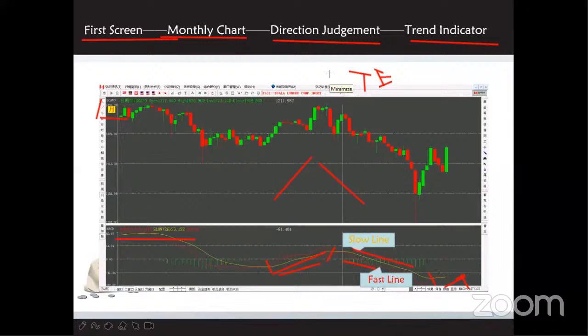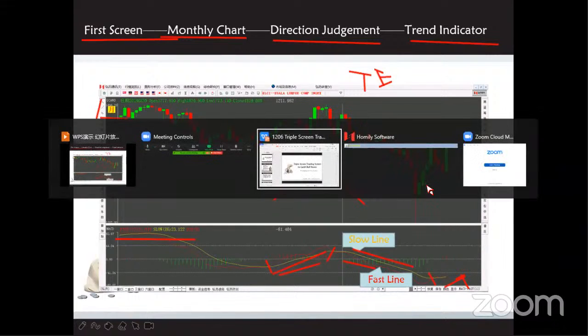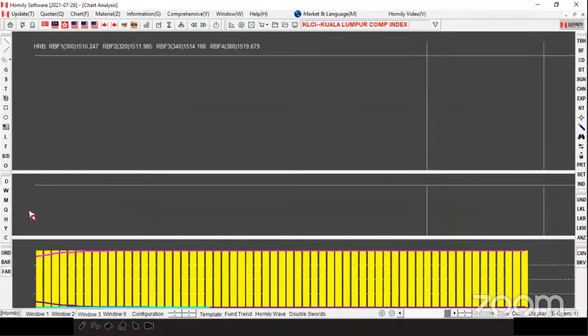Oh, can you change your software language to... sorry, this is a screenshot actually. It's not my software. So maybe I can switch to the software to show you.